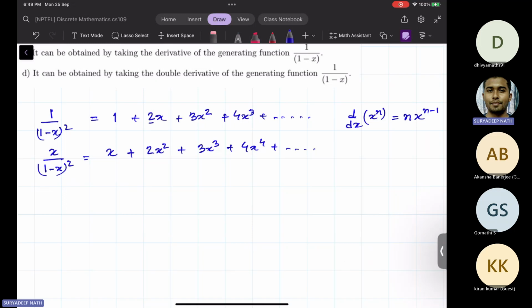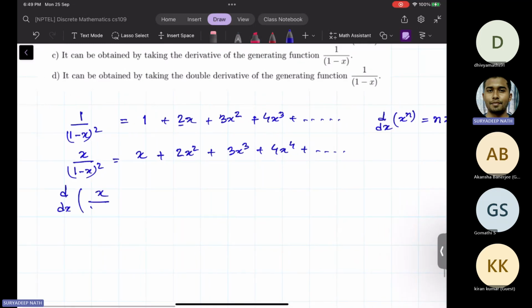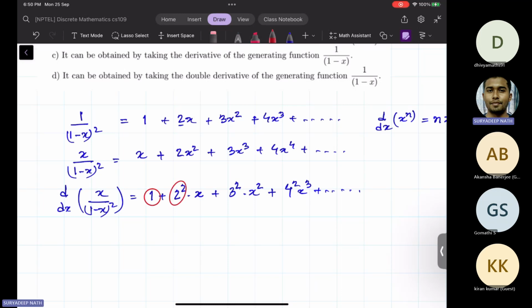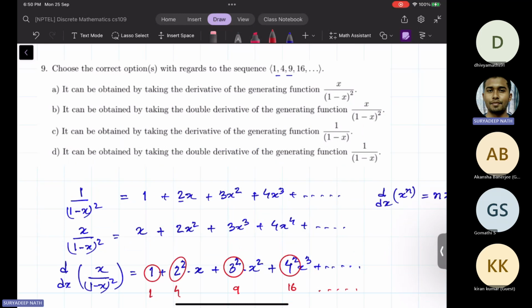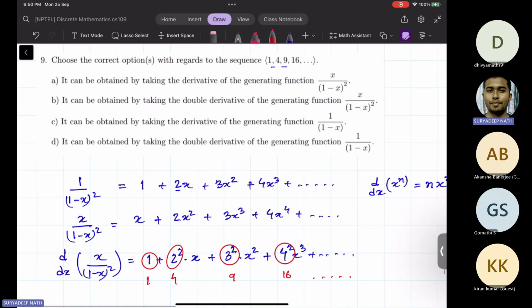Now if I take the derivative of x/(1 − x)², what we get is 1. Here the power of 2 will come in front, so we have 2 squared into x. Here 3 will come in front, so 3 squared into x². Here we have 4 squared into x³, and so on. So here we get this sequence: 1, 4, 9, 16, and so on. So this is the sequence that they have asked. Basically we have to take the derivative, and it can be obtained by taking the derivative of the generating function x/(1 − x)². So option A is the right answer for this question.